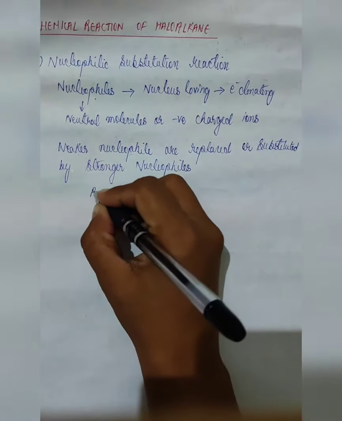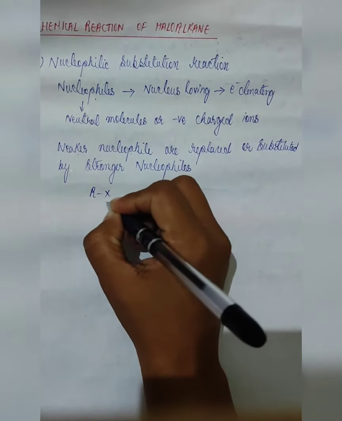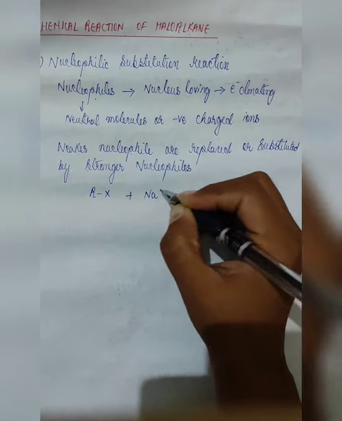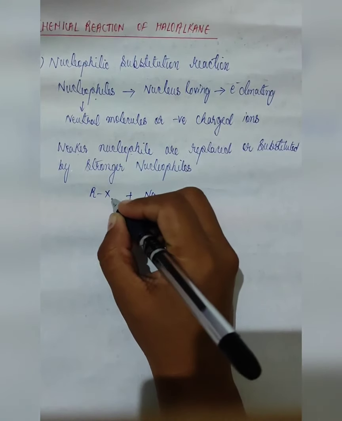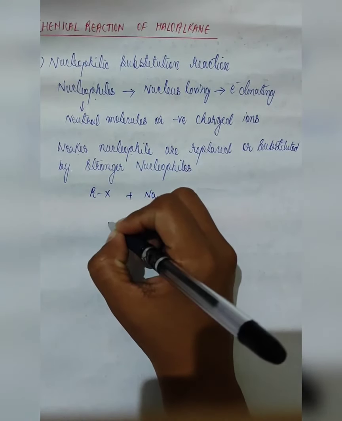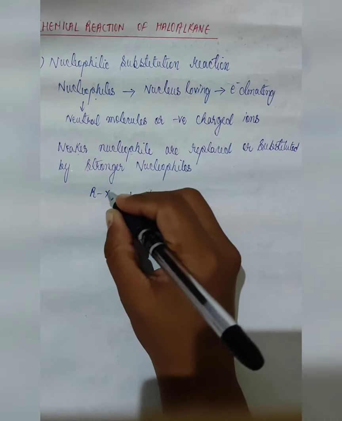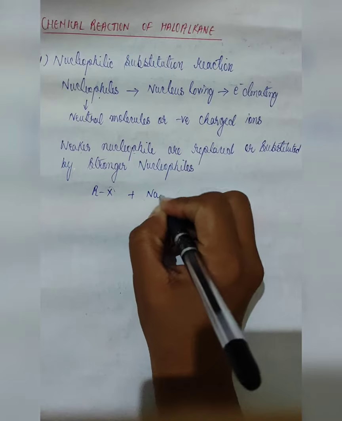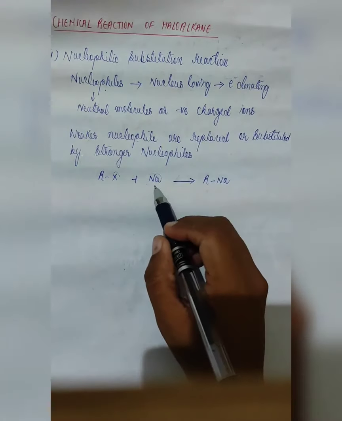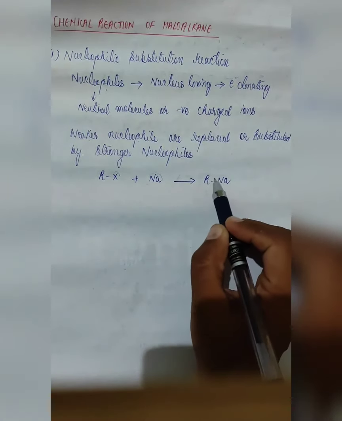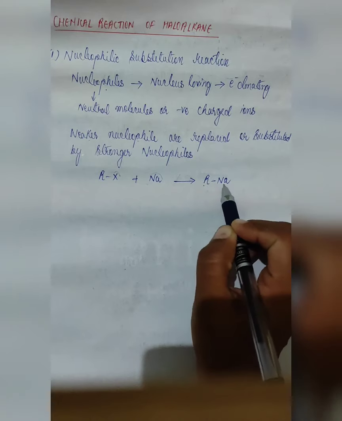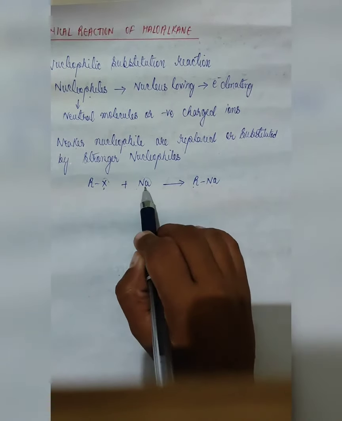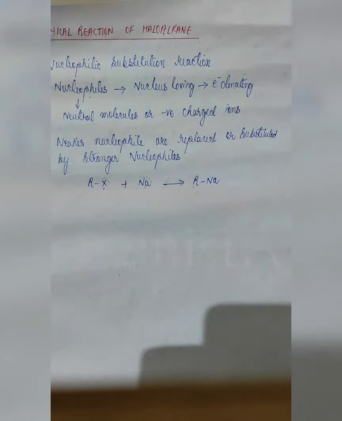Here is a general reaction, where X can be any halogen, plus sodium. Now here the halogens themselves are nucleophiles. This nucleophile will be replaced by a stronger nucleophile, which is sodium, and as a result the product will be RNa. It is replacing the weaker nucleophile with a stronger nucleophile.